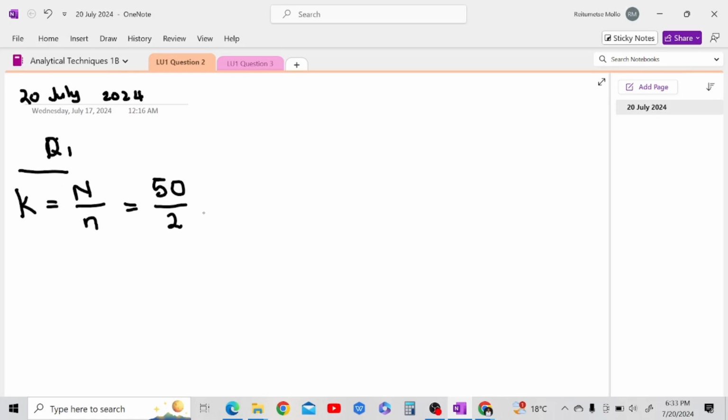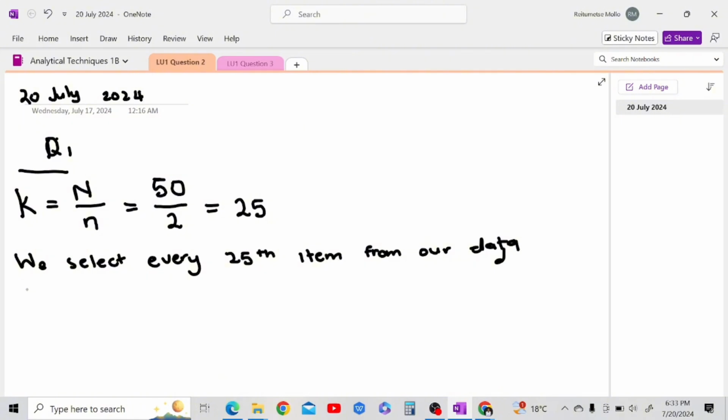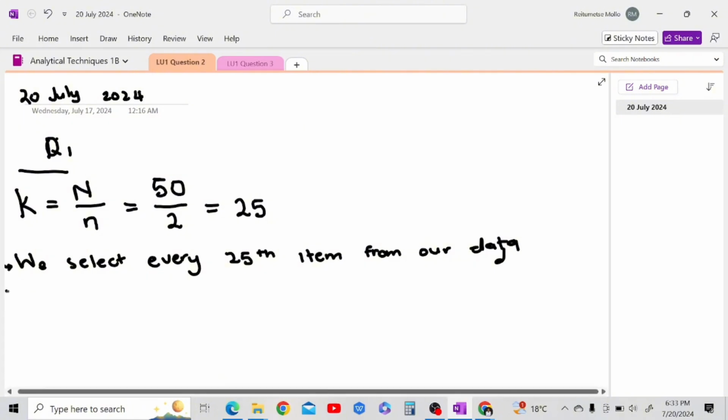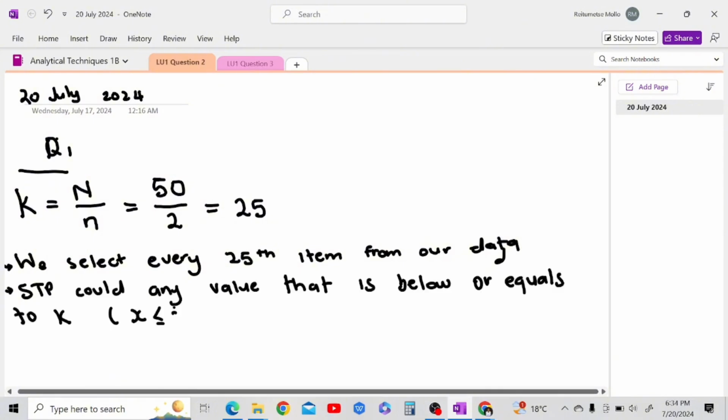All right. So guys, remember this K also, our starting point. Starting point could be any value that is below K or equals to K, from what we did last time. You can write this down like this: X must be less than or equals to K. All right, sharp.